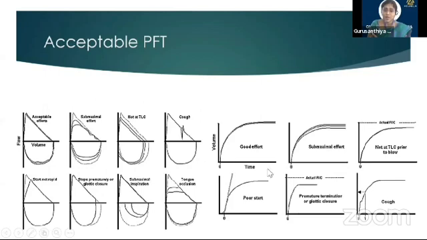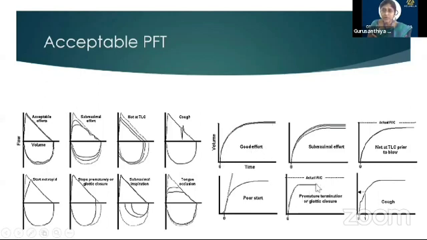This is a volume time graph which shows a good effort. This is time on the x-axis and volume on the y-axis. You see 0, 1, 2, 3, 4, and this is the 6th second. The patient has expired fully up to the 6th second and was able to hold it. So this is a good effort.